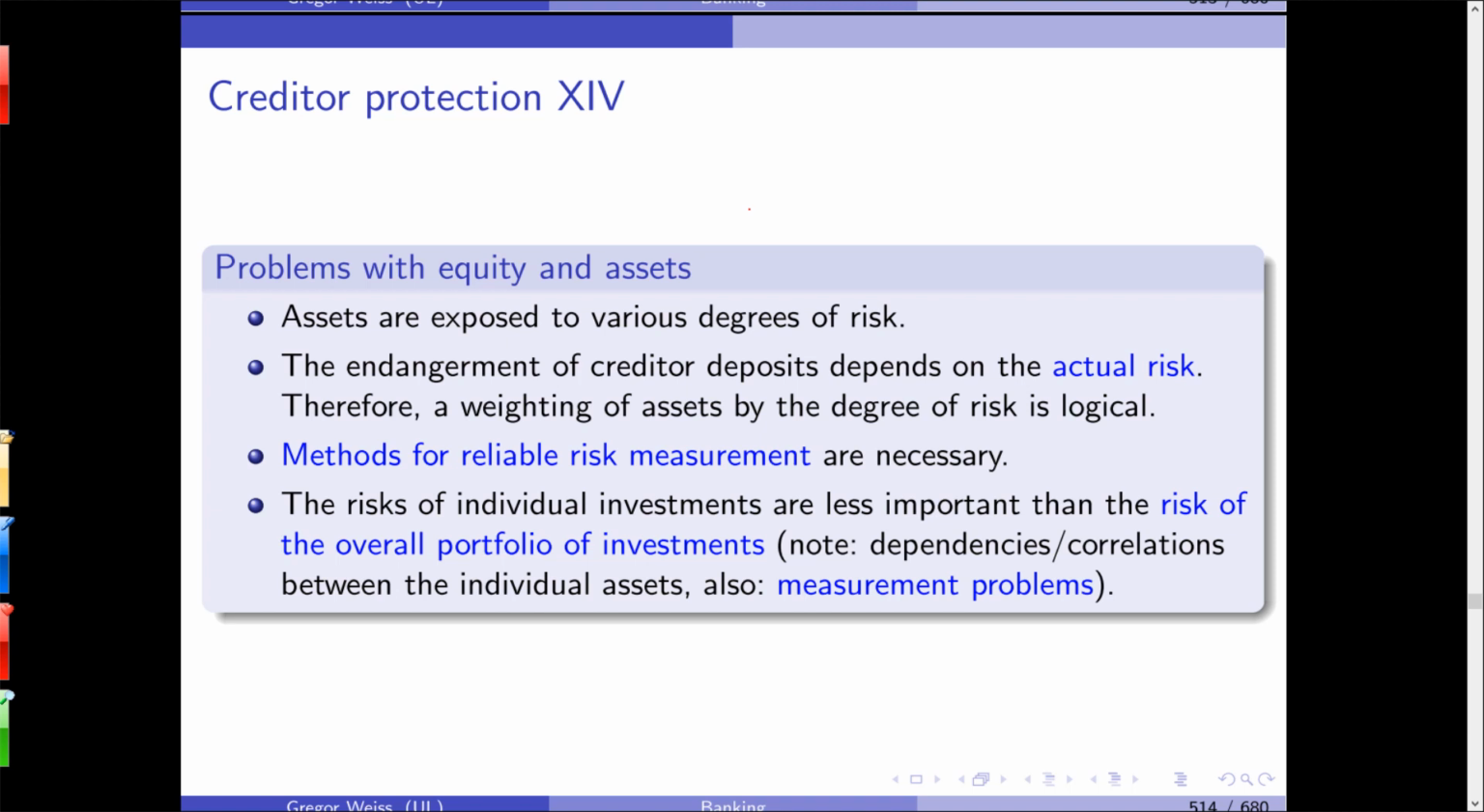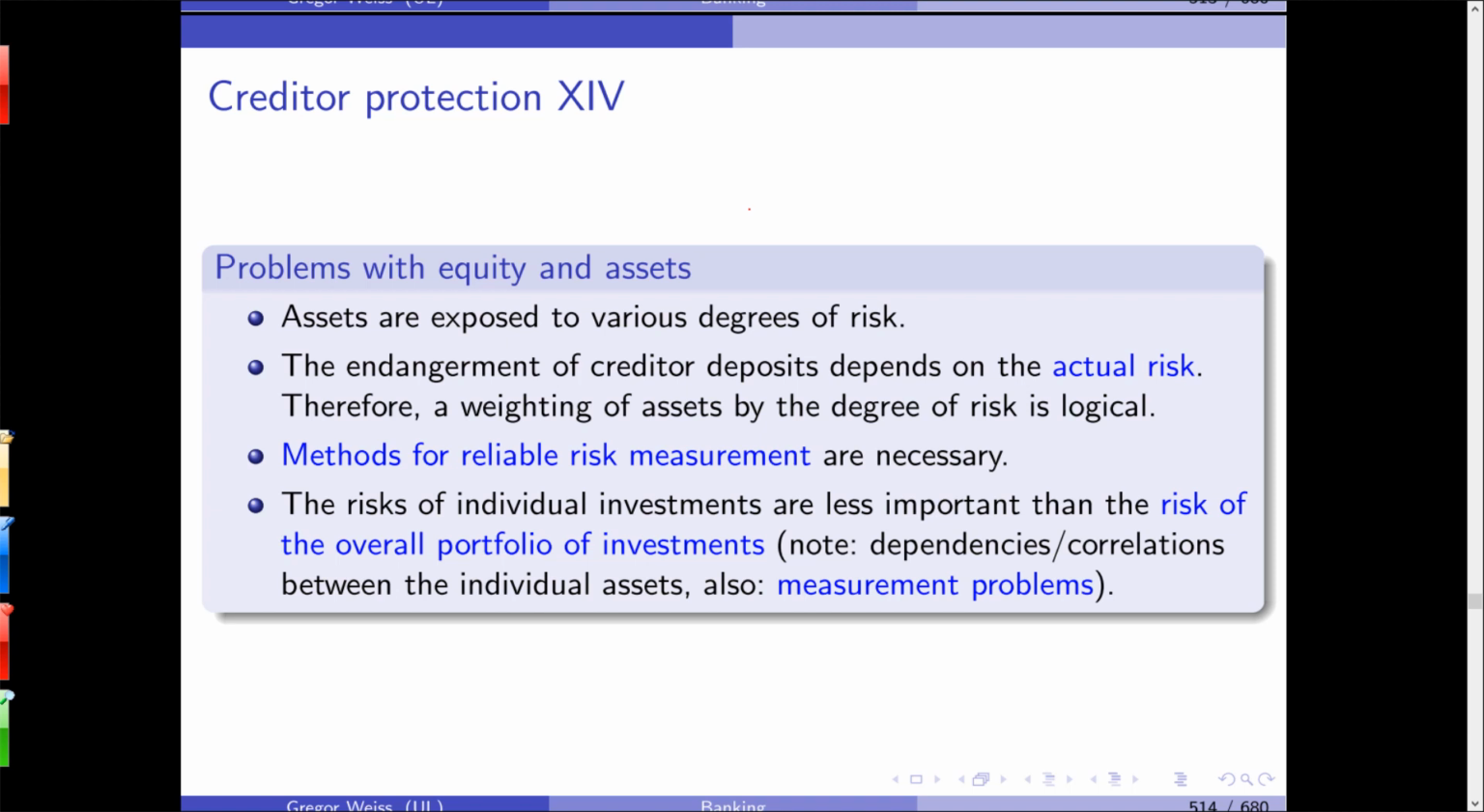So this is why regulators will also look for proper risk management in banks, because risk management is the starting point to calculate your risk-weighted assets. And this is also why risk management is mandatory in banking, and why supervisors will assess the validity and quality of your risk management in a bank, because it's needed for calculating the risk-weighted assets in capital requirements. And risks of individual investments are less important than the risk of the overall portfolio of investments. And again, you might have measurement problems.